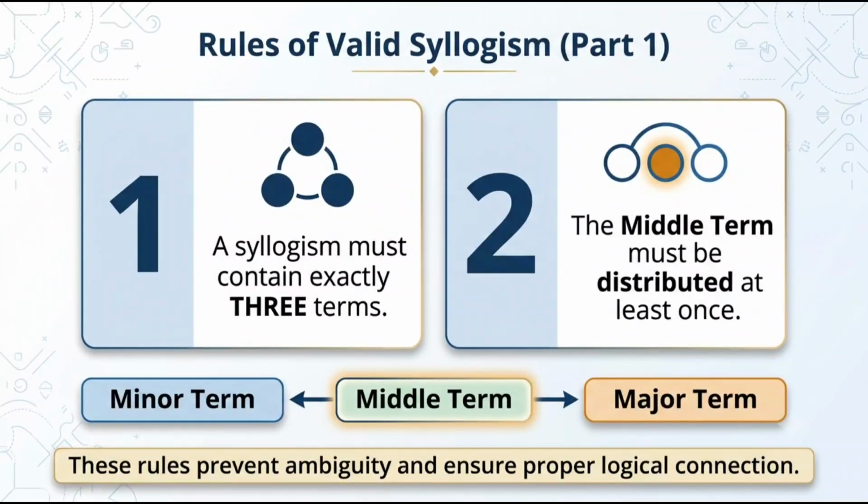To be valid, a syllogism must follow certain rules. It must contain exactly three terms. The middle term must be distributed at least once. These rules prevent ambiguity and ensure proper logical connection.